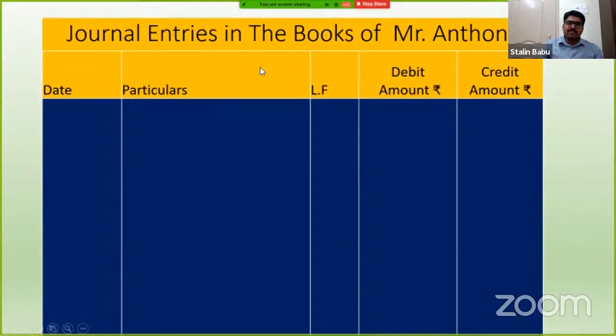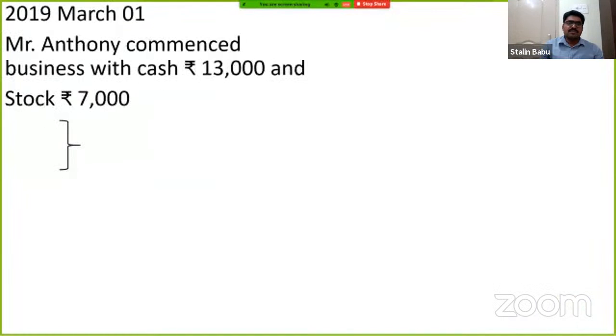Okay. Let us see the first transaction. On 2019 March 1st, Mr. Anthony commenced business with cash rupees 13,000 and stock rupees 7,000. So Anthony is the owner. Commenced means started business with cash. He is providing cash and stock worth 7,000.